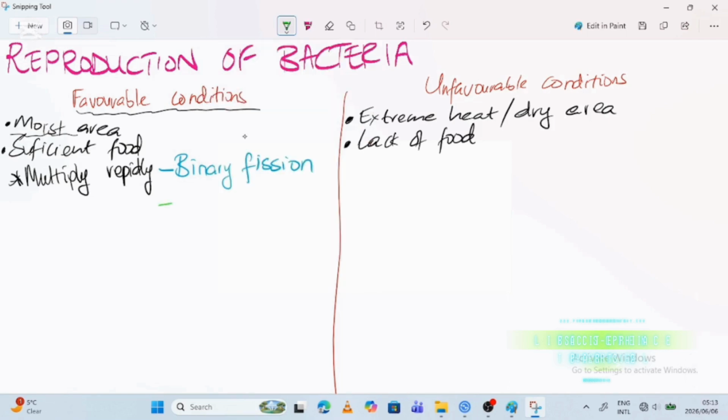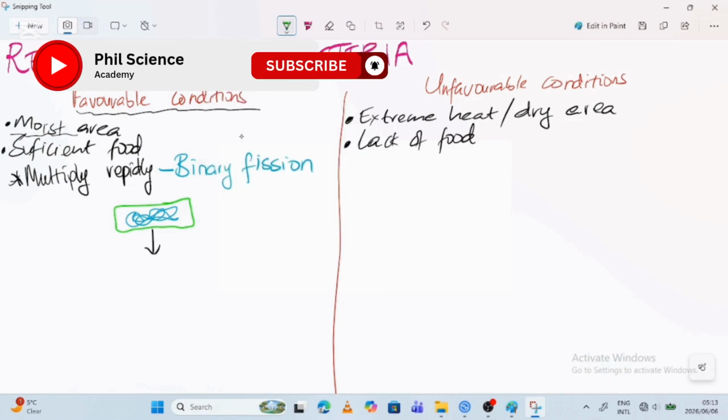So it starts as, let's say for instance, we have a bacilli bacteria, right? And then it has obviously a nucleoid inside, right? So this bacilli, for it to reproduce, it will require these conditions. Let's say the conditions are favorable. So what will happen to the bacilli? The bacilli will split in half.